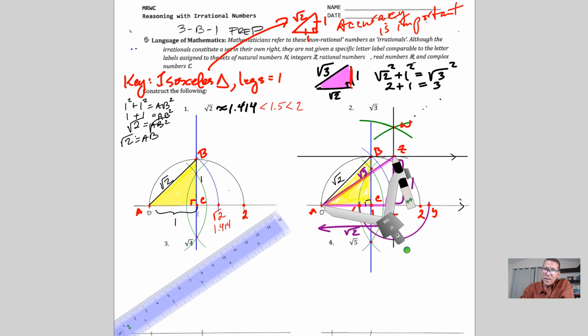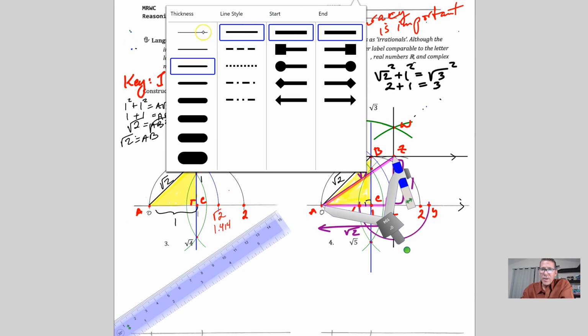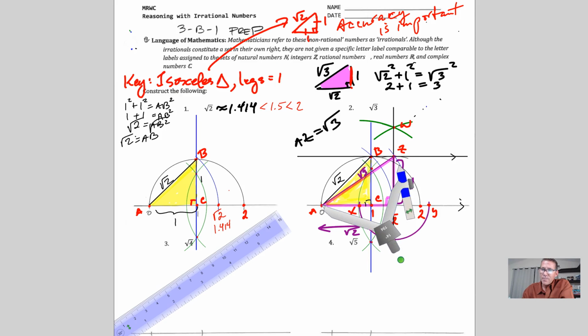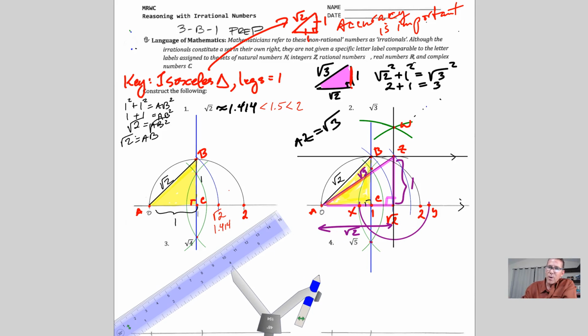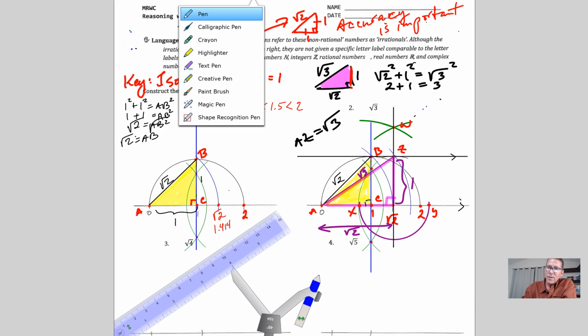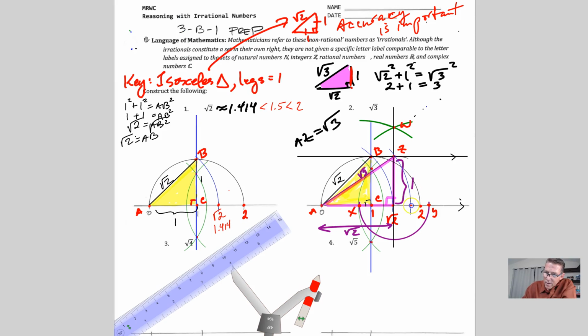Remember, let's make a little note here that A to Z is equal to root 3. So if I swing an arc down here, let me change colors to, I don't know, what would be good? Let's go blue again. Okay, so here we go. We're going to construct an arc, and I just found root 3. So where the blue arc intersects the number line, which happens to be right here, is the square root of 3.